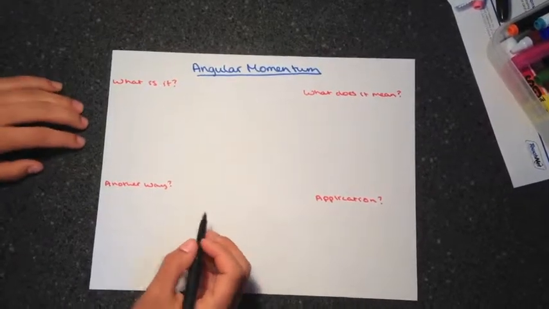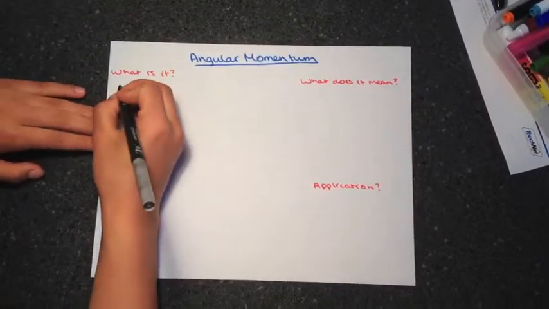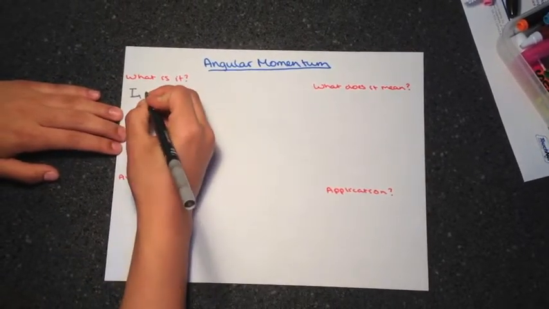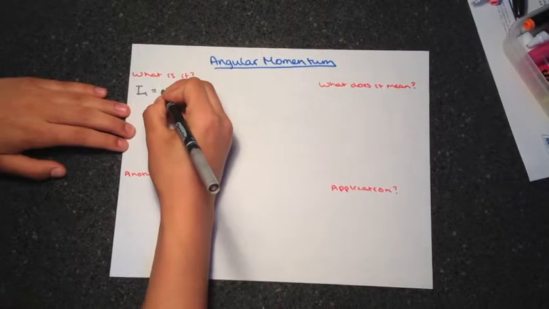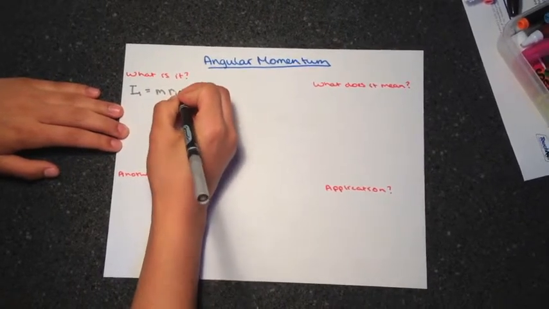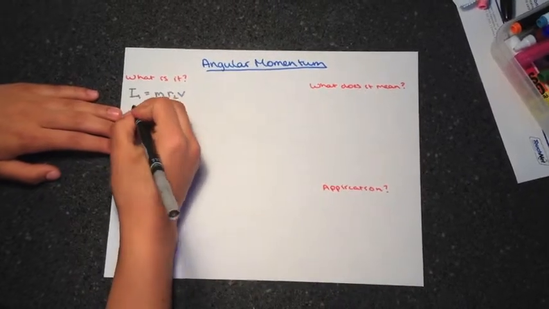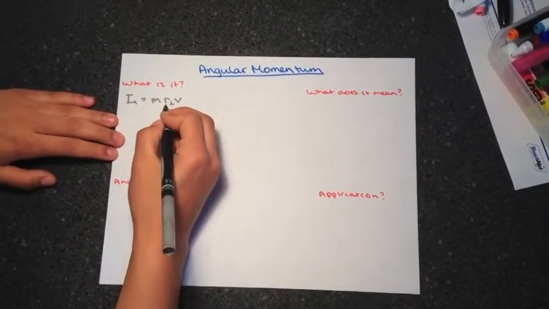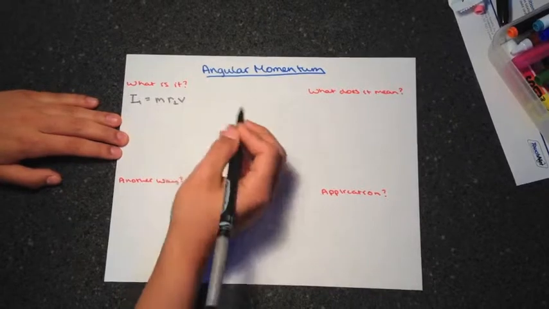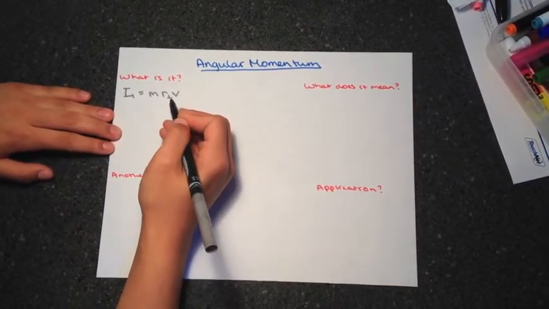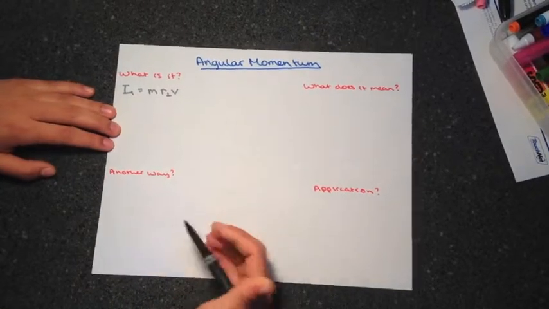Okay, so what is angular momentum? We'll look at that first. We know that angular momentum is shown as capital L, and the initial equation we have is L = m r perp v, where m is the mass of the object, r is the perpendicular r, which we'll go into more detail in a second, and v is the velocity at which it's moving.